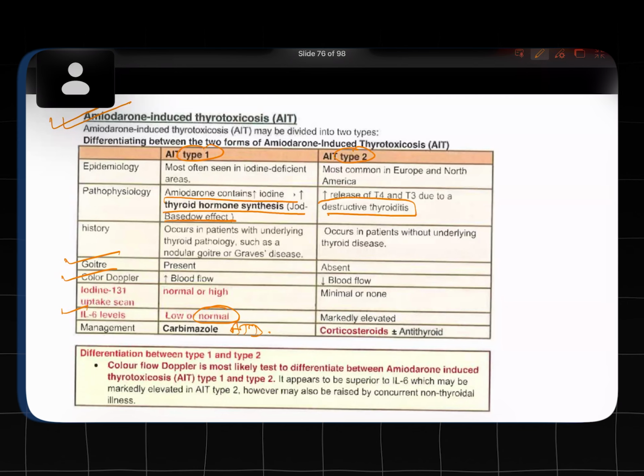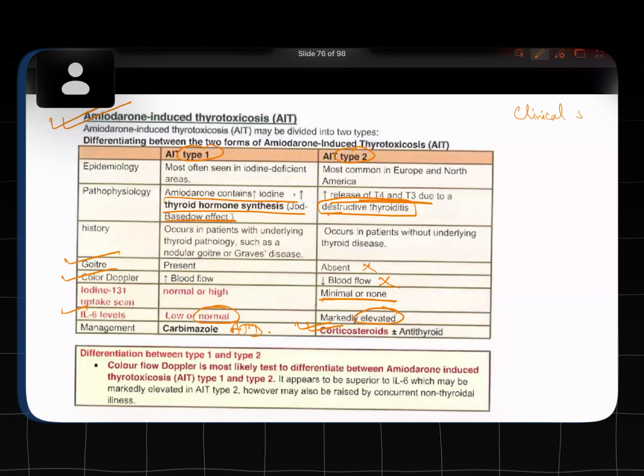Type 2 is basically destructive thyroiditis. So it is more similar to conditions like postpartum or de Quervain's, where there is increased release of the T4 and T3. So goiter will not be there. Blood flow will be reduced. IL-6 will be markedly elevated, and the uptake can be minimal to none. And here steroids is the drug of choice. So you will be given a clinical scenario where you have to differentiate whether it is a type 1 or a type 2.